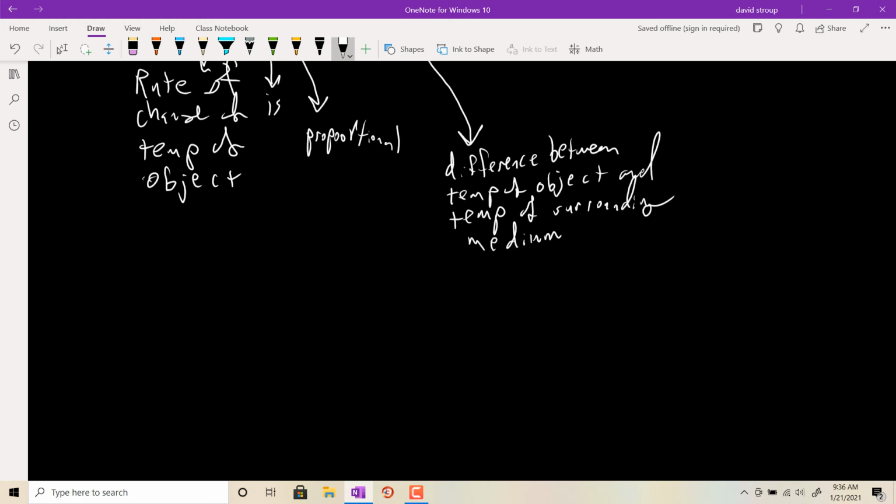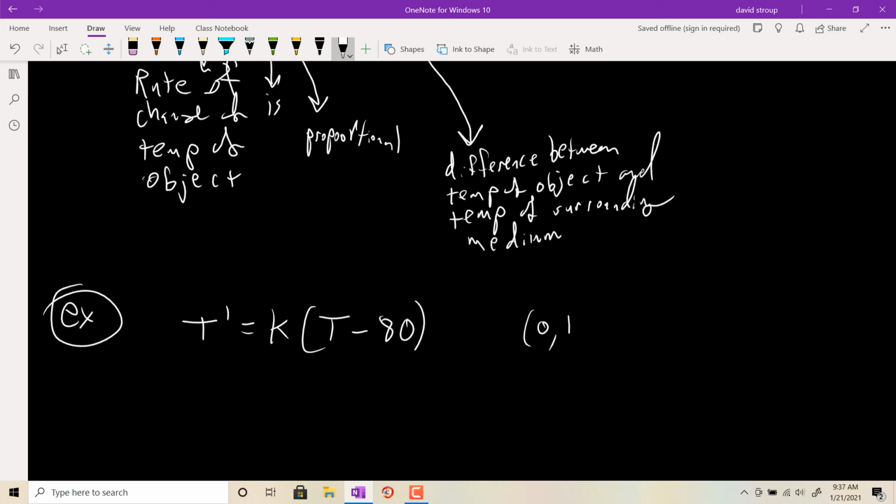Okay, they're doing more like some sort of foundry type thing. So they're removing an object from a furnace and they're placing it in an environment with a constant temperature of 80 degrees. Okay, so in their model, T prime equals K times (T minus 80). And then its core temperature is 1500 degrees Fahrenheit. So that's the initial temperature. So at time 0, the temperature of the object is 1500.